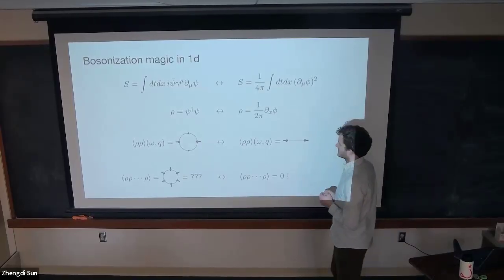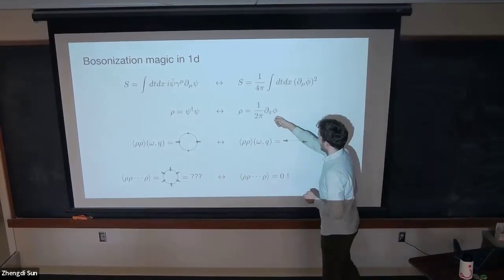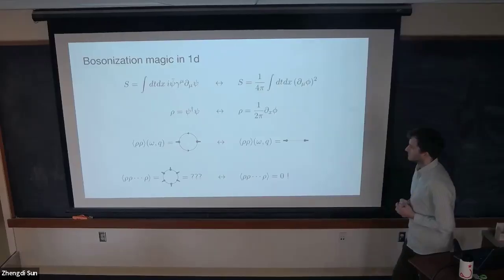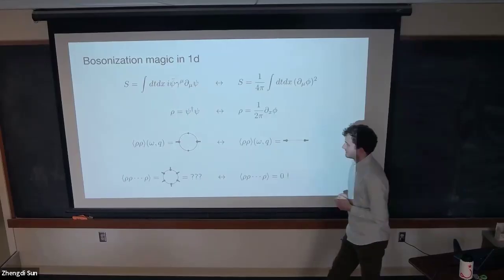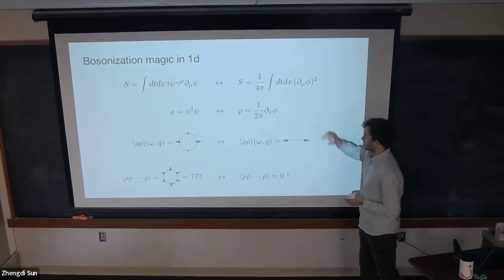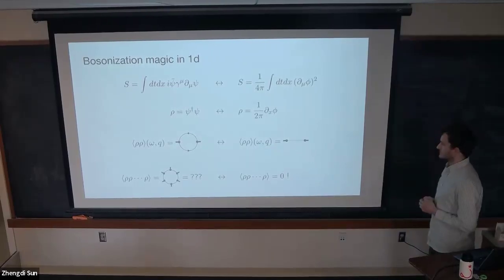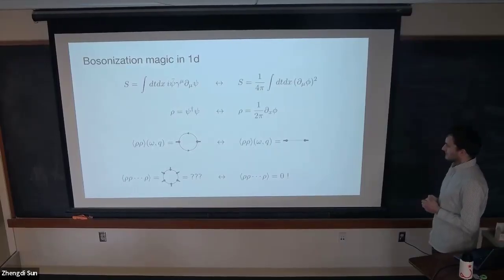For example, if you're interested in correlation functions of the current or the density, the U(1) charge density, on the boson side, it's linear in the boson field. And so, for example, its 2-point function will be given by a loop diagram on the fermion side, but on the boson side, it's just going to be the propagator of the scalar, which you can just write the answer down by staring at the action.